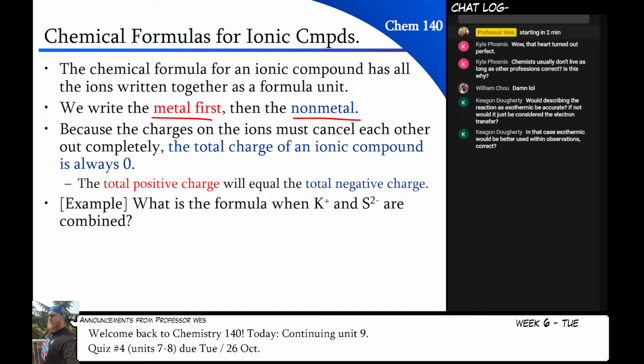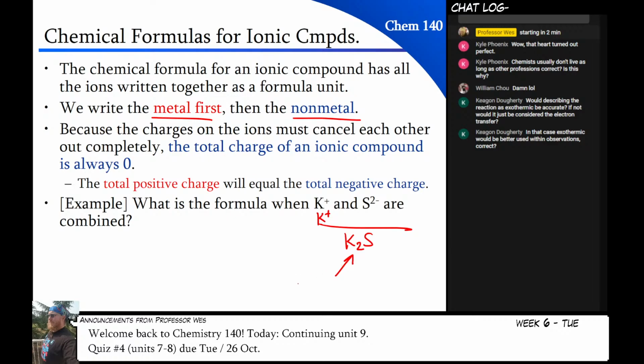We're positive people, so we put the positive part of the ionic compound first, and then make sure you verify that when you write the formula that the total charge is 0. So if I put 2 potassiums together with a sulfur, there's my formula.